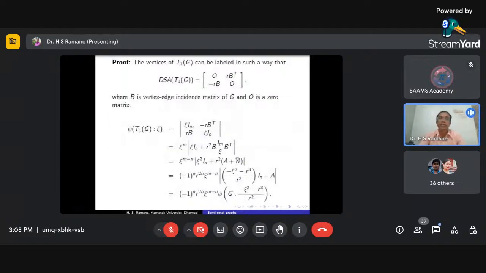So the same technique is used, that is, labeling the vertices in such a way that we will get this matrix, and then using that MNPQ formula where M is non-singular: determinant of M into determinant of Q minus P M inverse N. Using that same technique as done previously, the same technique can be used here also, and using that we will get the degree subtraction adjacency polynomial of the semi-total line graph in this form.